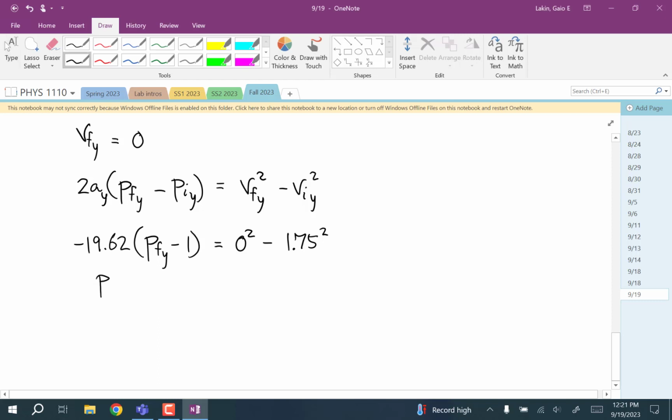And so PFY is equal to 1.156 meters. So I don't know. It goes up 16 centimeters higher than it was dropped from.